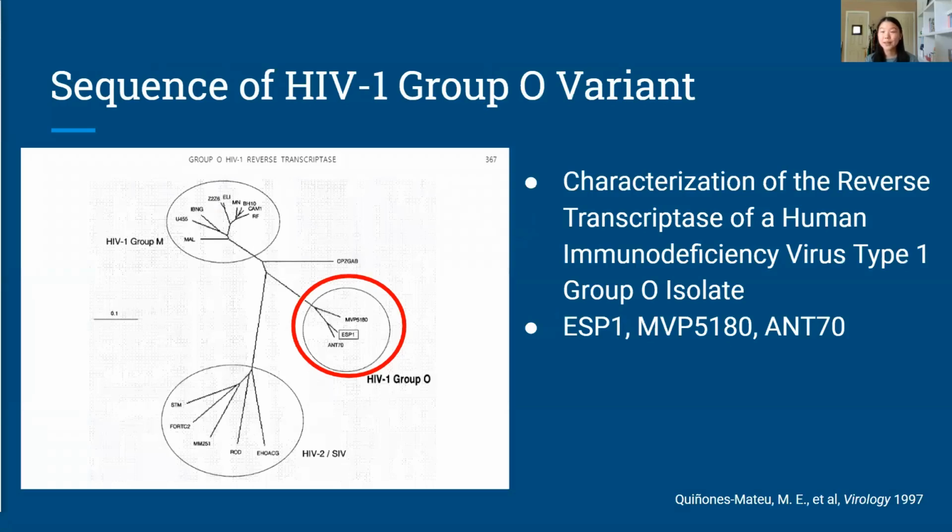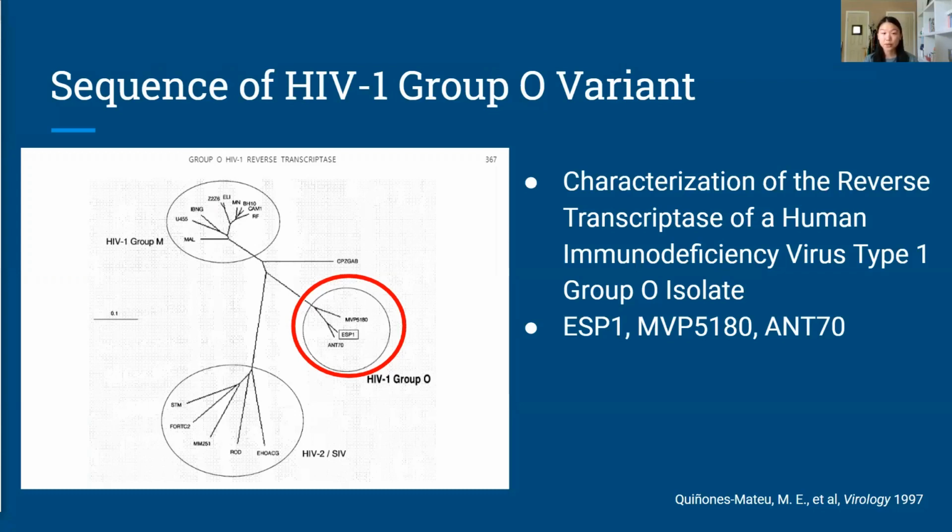So first, I started off my research by finding the sequence of the HIV-1 group O variant. To do this, I read a scientific paper called The Characterization of the Reverse Transcriptase of a Human Immunodeficiency Virus Type 1 Group O Isolate. From this paper, the researchers obtained the purified nucleotide sequence of the Spanish isolate RT, known as ESP1, compared the sequence with other HIV-1 sequences, and displayed their relationships in a phylogenetic tree diagram.